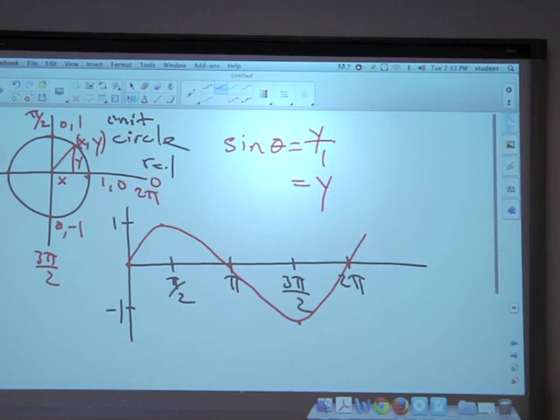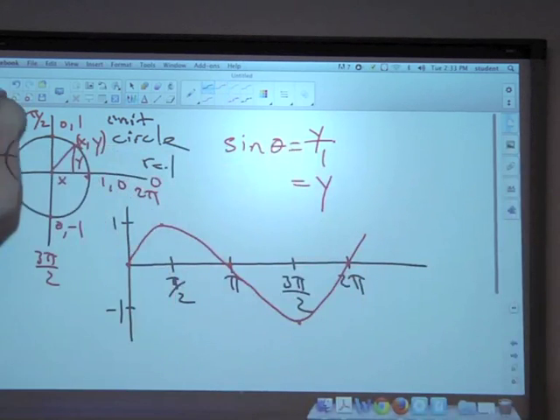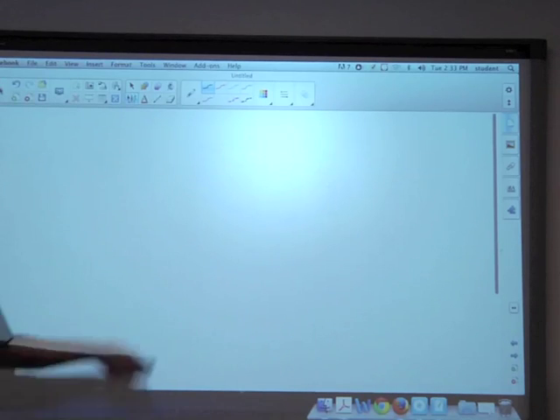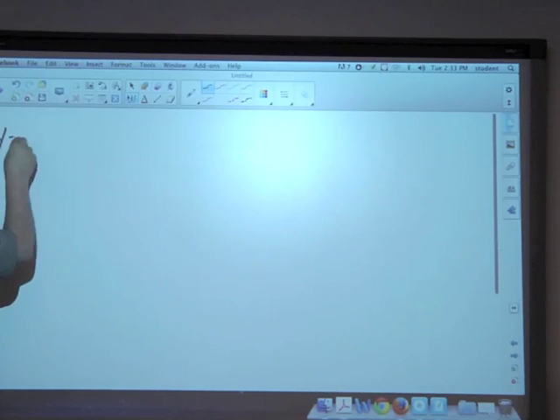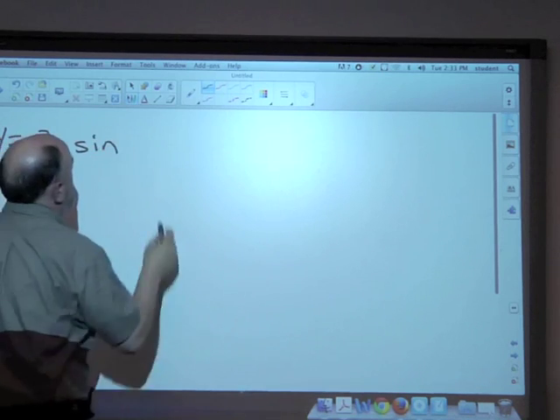But in regards to that sine wave, we can change the amplitude, we can change the period, and we can change the starting position in terms of the phase shift. So we get back to my general equation, which I had up before. Now let's say I have something that looks like this: y equals 3 sine.